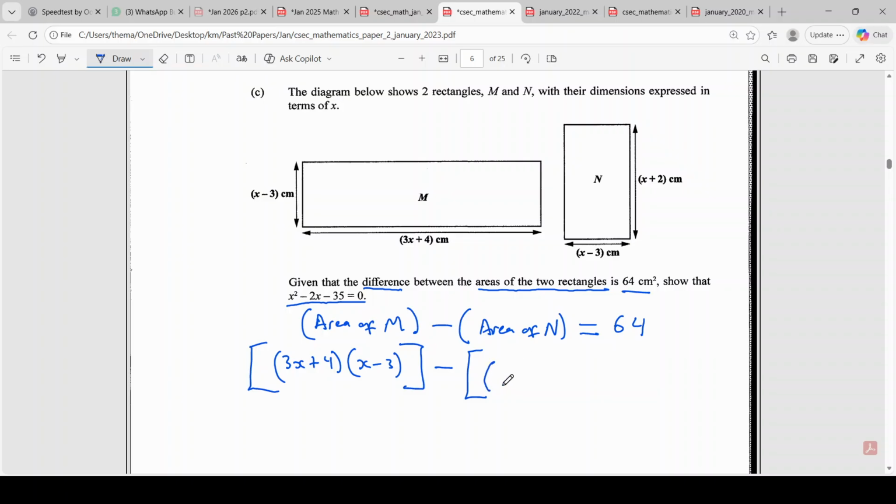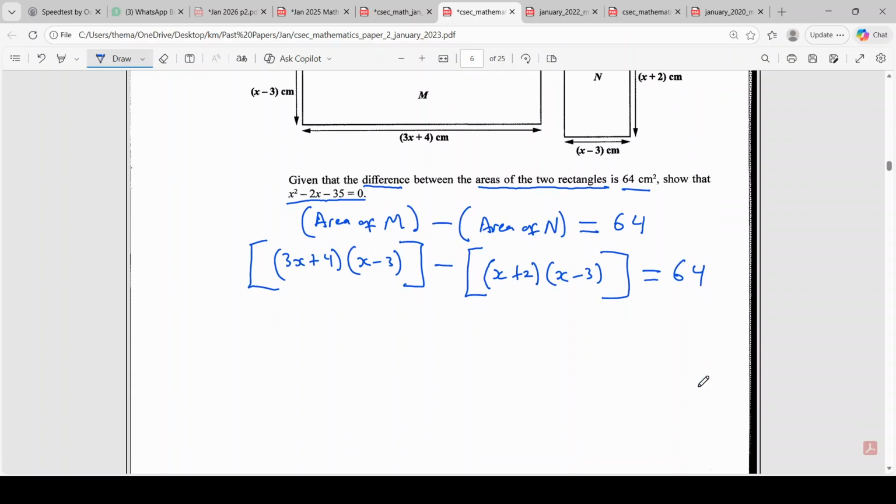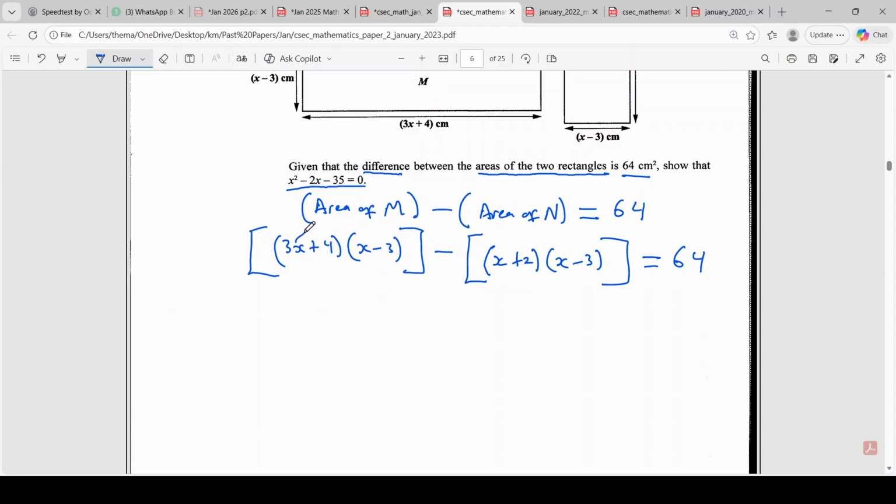So the area of N is a rectangle as well. The length is x plus 2, and the width is x minus 3. And all that is equal to 64. Right, so we have double brackets here to expand. 3x by x is 3x squared. 3x by negative 3 is negative 9x. 4 by x is 4x. 4 by negative 3 is negative 12.